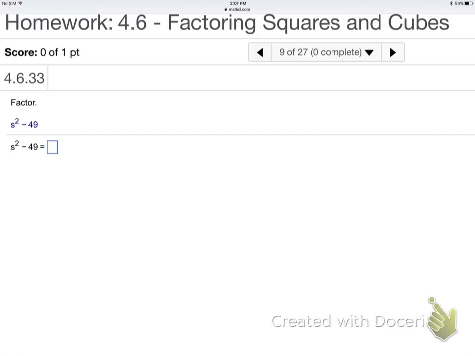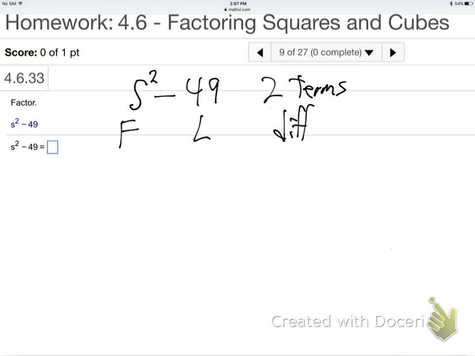Number 9. S squared minus 49. Notice we've changed gears. There's only 2 terms now, not 3. So it's not a trinomial, it's a binomial. It's like a FOIL with the middle missing. I call it an FL. It's technically called a difference of squares.